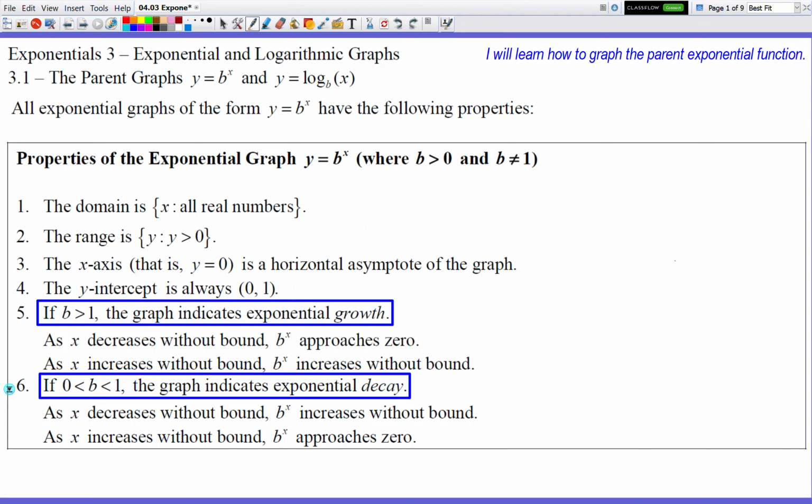Okay, so it might not make any sense as you hear me talk about it now, but when I start showing you the graphs in the next couple of slides, then hopefully it makes a little more sense at that point. But if you have questions, don't hesitate to ask in class. Okay, let's start.